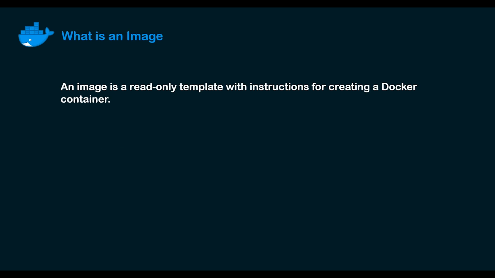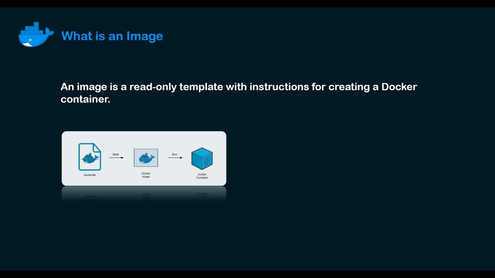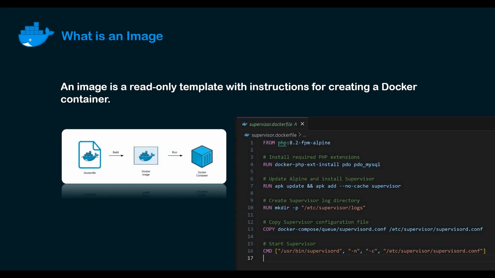What is an image? An image is a read-only template with instructions for creating a Docker container. And you can take a Docker image as a file which contains instructions. In an intuitive way, take it like the source code of your program, and a container is a running app. Yeah, this is how you can take it. An image is a file which contains instructions to create a container. Take it as the source code of your file, and then a running program is a container.